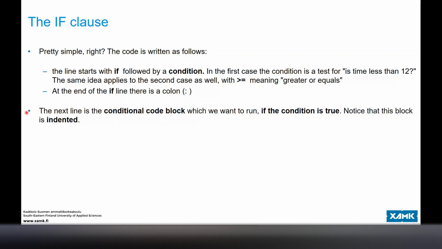And of course, the next line, the print lines in our example, form the conditional code block which we want to run. And we always run this code block if the condition is true. That's to say, if the condition matched the given rule. And notice that this block really needs to be indented. Otherwise, it will not be tied to this if clause in any way. And in the worst case, you might end up with another invalid syntax message.